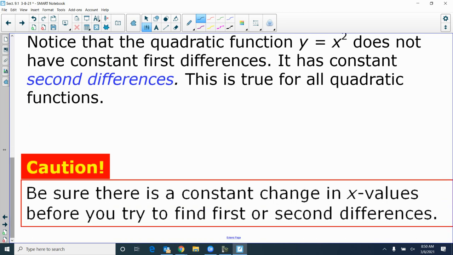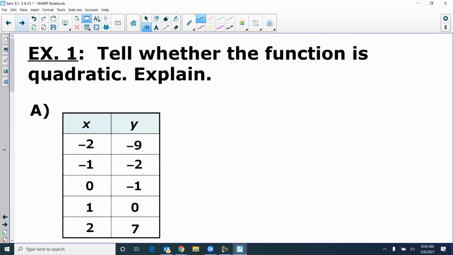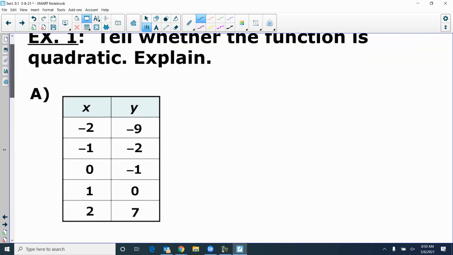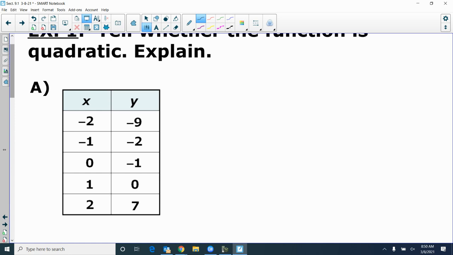And this is what that caution says. Make sure there's a constant change in the x values before you find the first or second differences. All right, how do we do this? I don't know the equation, and I'm testing it to see whether it's quadratic. You've got to test the second difference.